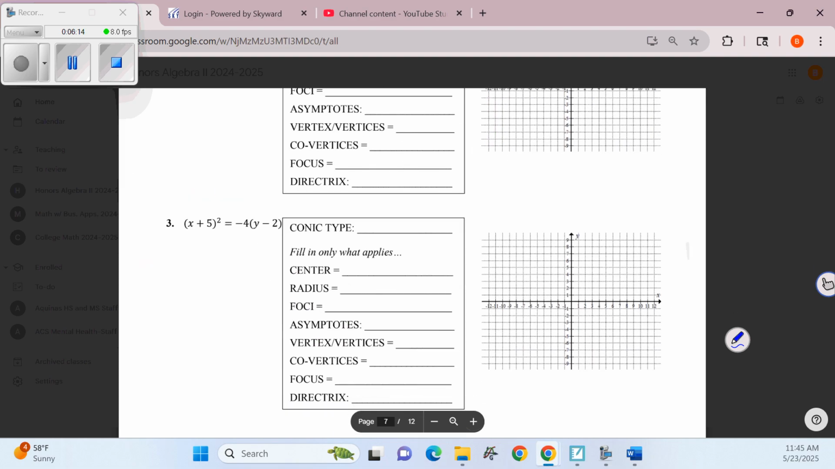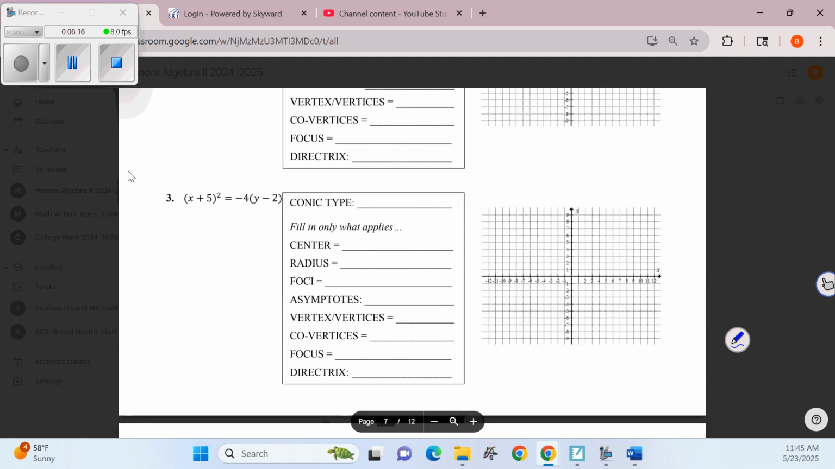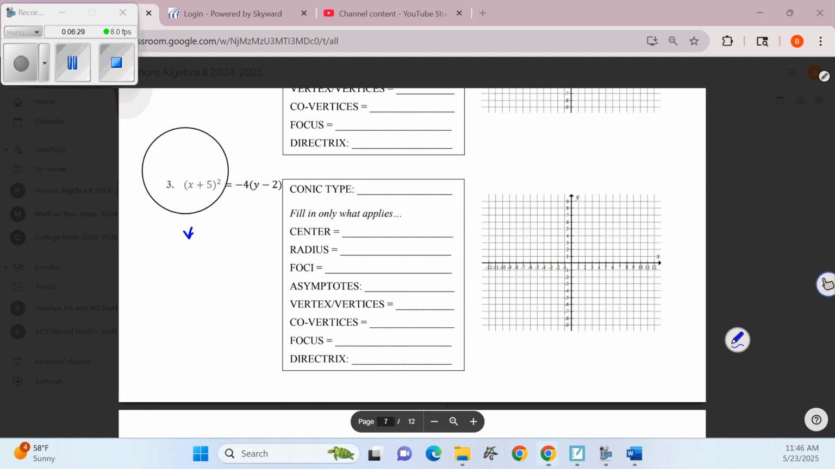Okay, the last one. Okay, so we are going to do a parabola here. This is an x squared parabola. So that means we're either opening up or down. Because of the negative, we're going to be opening down. So I'm expecting this to be a parabola, and it's going to open down.